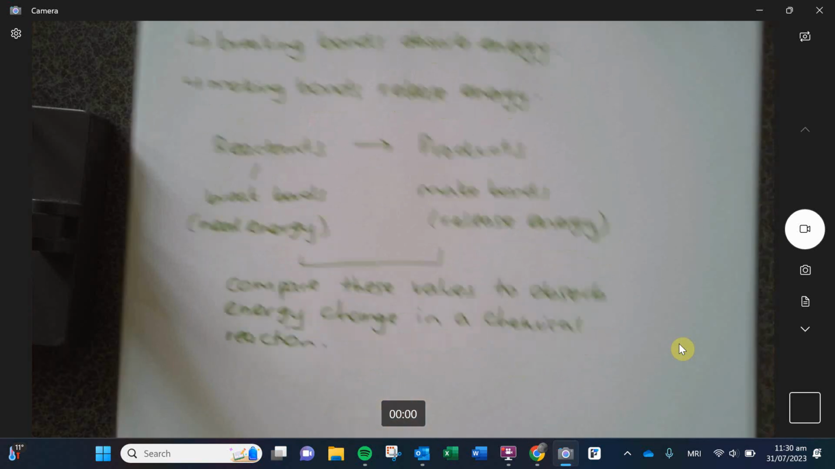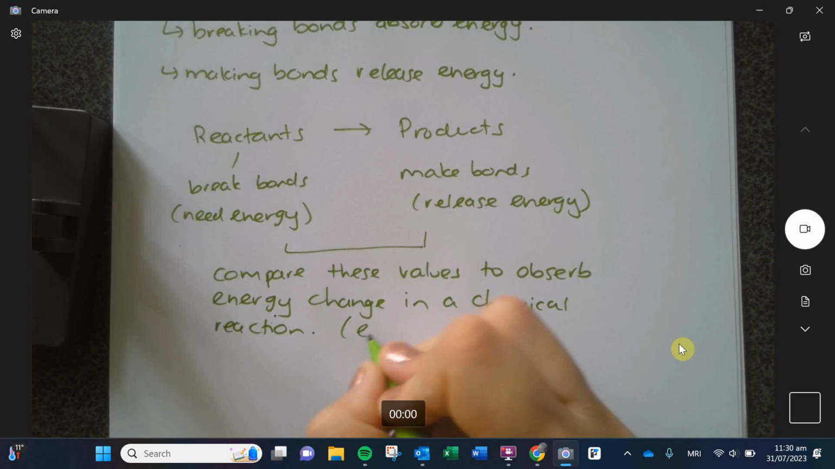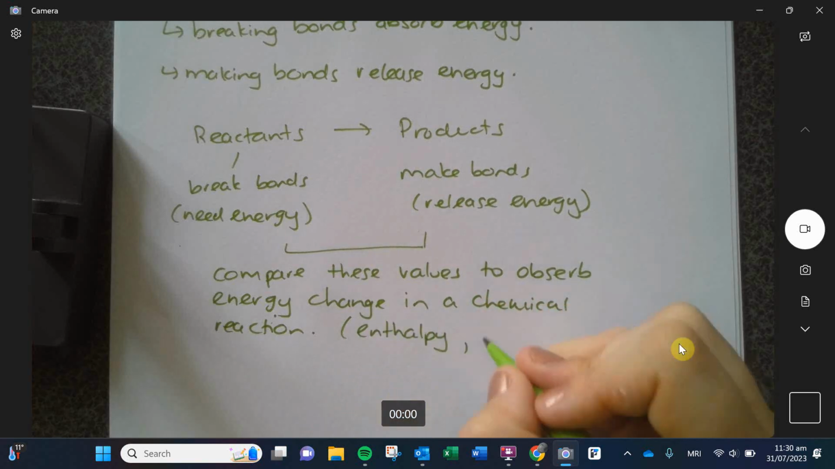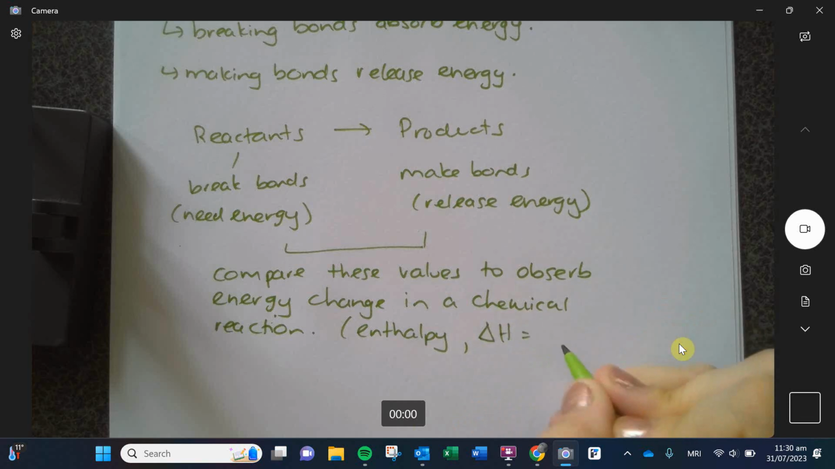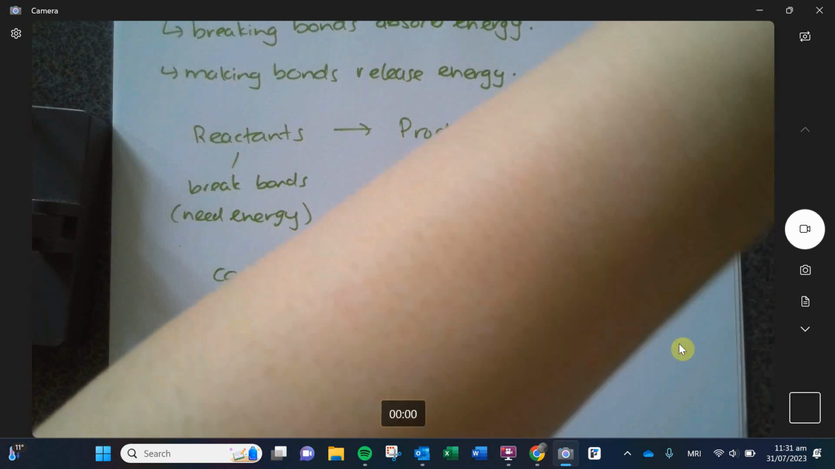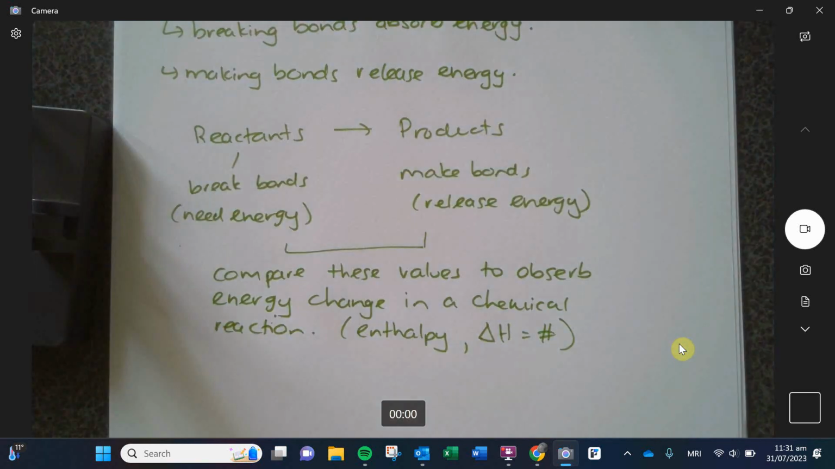So we call that change in energy enthalpy. And we annotate that as a delta H. So delta H equals some number, and that tells me how much energy is being absorbed or released. Are we okay so far? All right. So basically, there's two situations that we have. We can have a situation where the energy is being released or the energy is being absorbed.